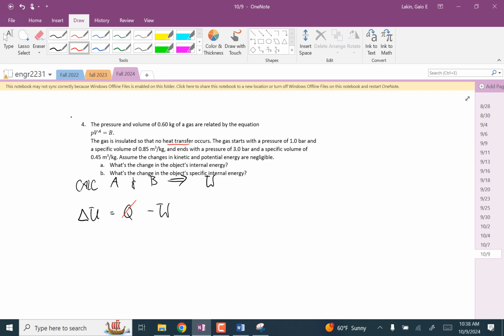Any other questions? So in the end, once we calculate the integral, W will be negative, right? Let me see. You can just look at the specific volumes. The specific volume goes down, so W should be negative. That's right.